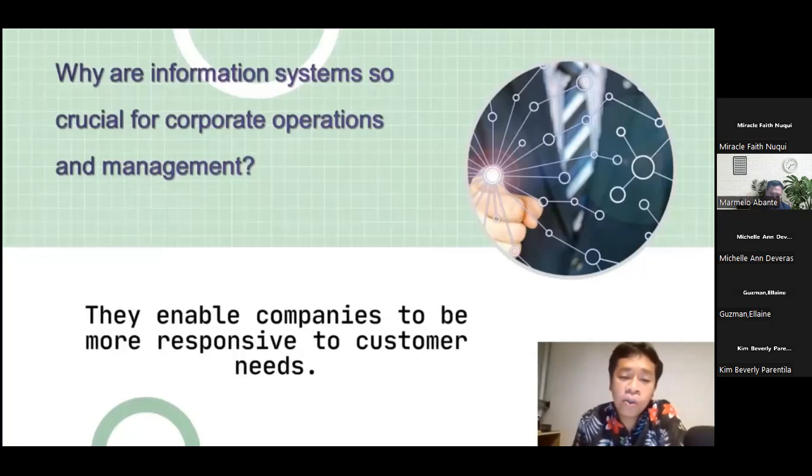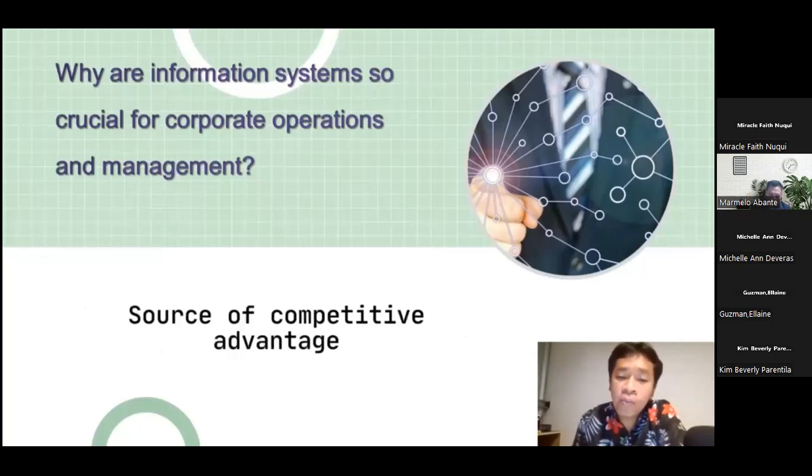And information systems are also a source of competitive advantage for companies. Companies that invest in advanced information systems and data analytics can gain insights into market trends, customer preferences, and competitor strategies. This enables them to make better decisions and outperform their rivals. For example, companies that use predictive analytics to anticipate customer demands and adjust their pricing and promotion accordingly can increase their sales and profit.